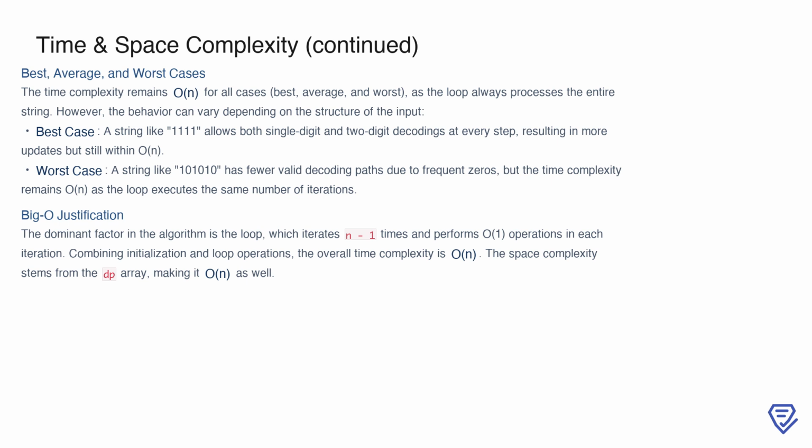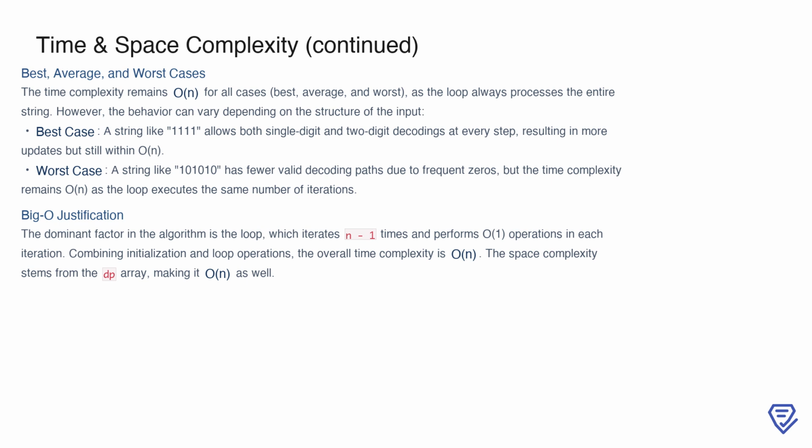The time complexity of this algorithm remains O(n) across all scenarios, best, average, and worst cases, because the loop always processes the entire string, regardless of its structure. However, the nature of the input string can affect the decoding paths. In a best-case scenario, such as a string like 1111, there are multiple valid decoding options at every step, allowing both single-digit and 2-digit decodings. Even though this results in more updates to the dp array, the time complexity is still linear.